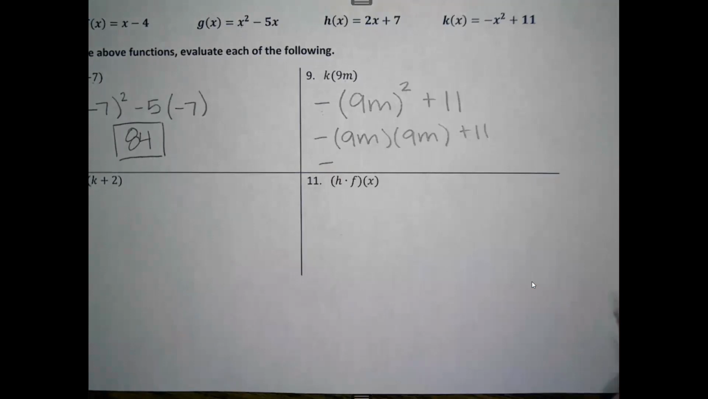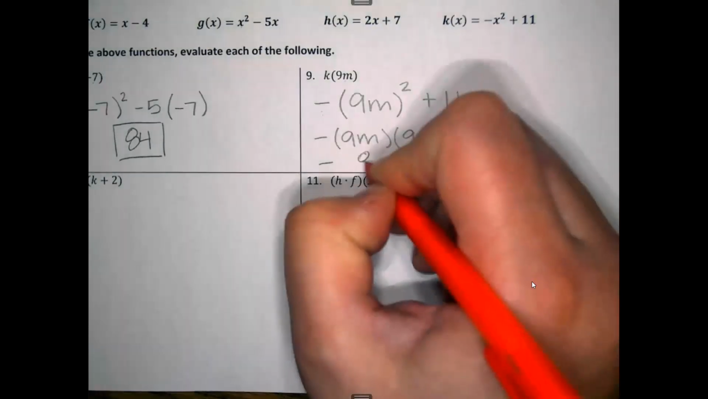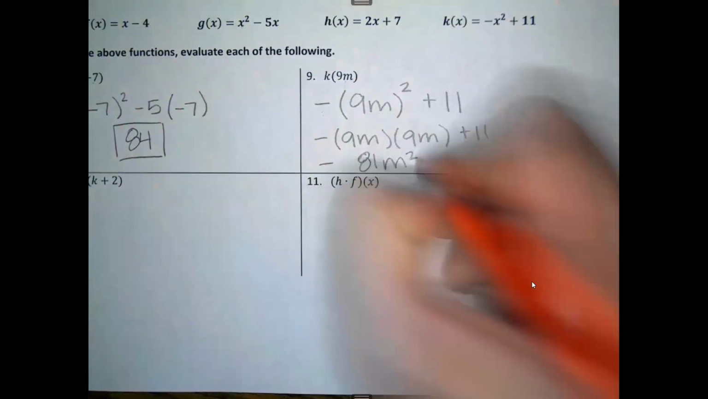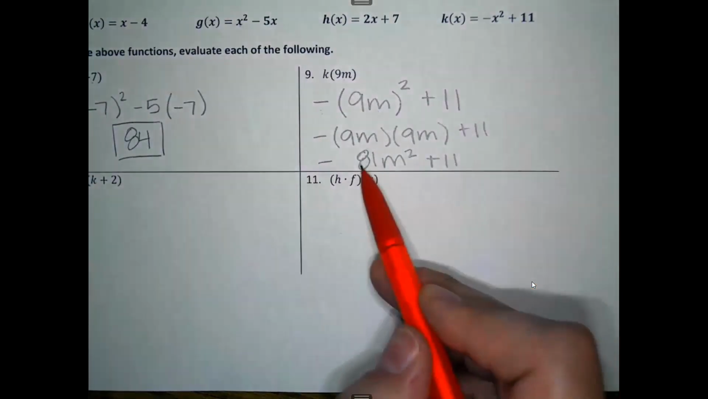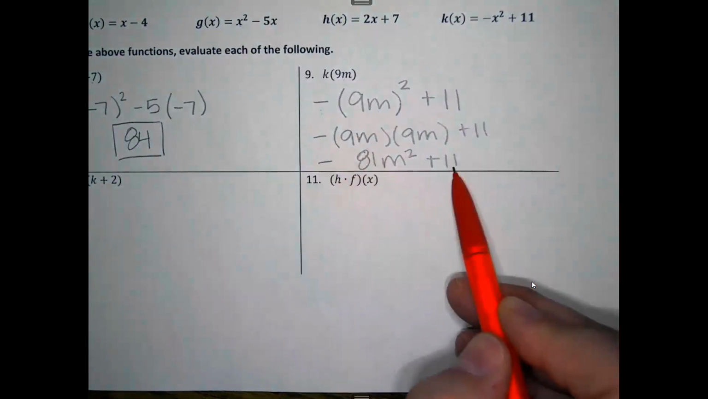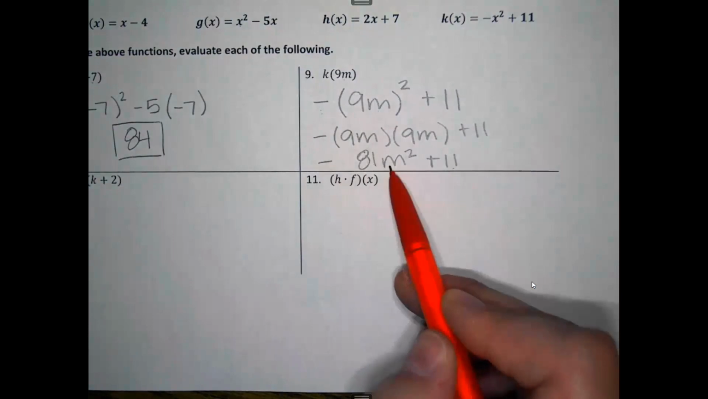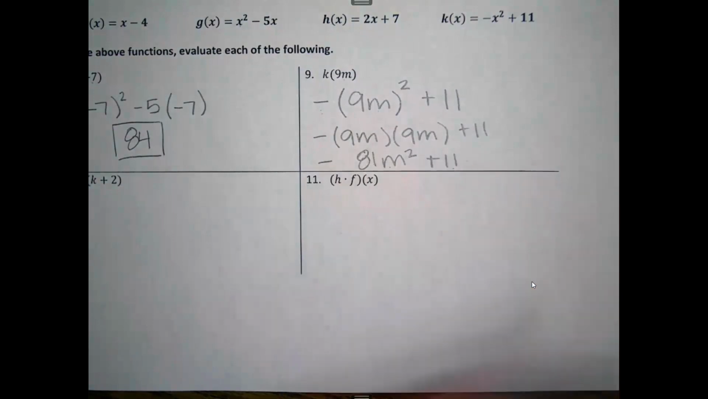Okay, so we have the negative version of 9m times 9m. And what do you get if you have 9m times 9m? 81m squared, okay? And then the plus 11. And can the negative 81 and the 11 be added together? No, why not? Yeah, not like terms, m squared. This one doesn't have an m squared, so they're not the same.